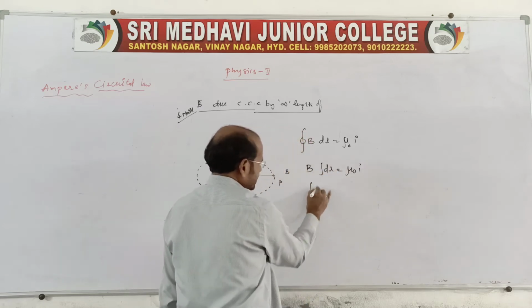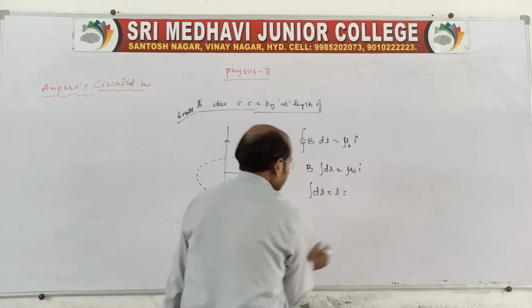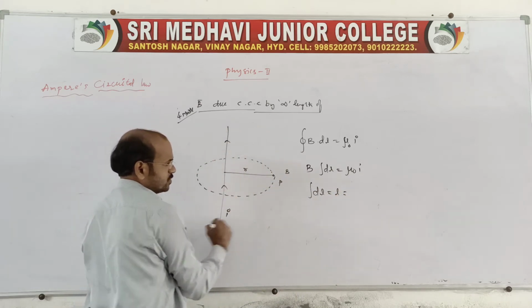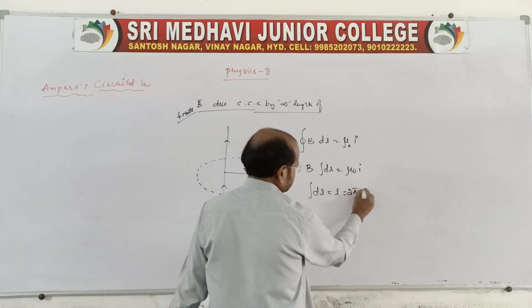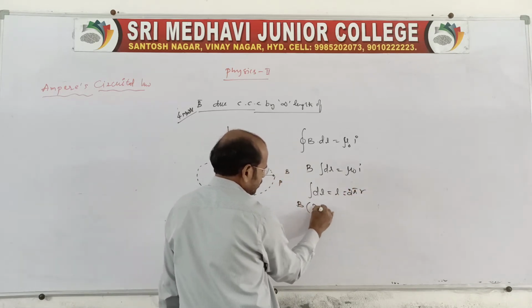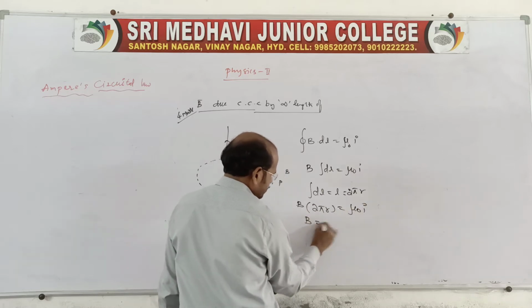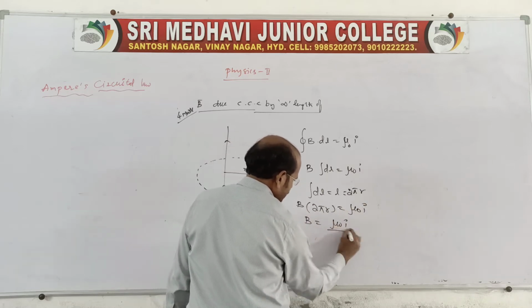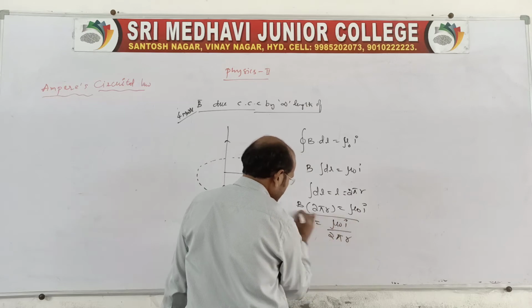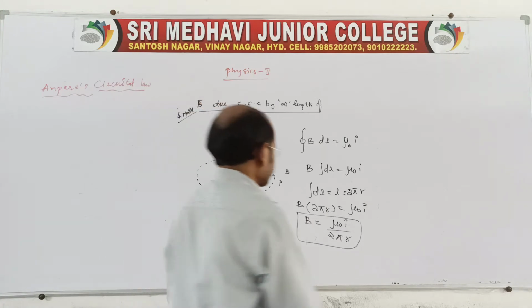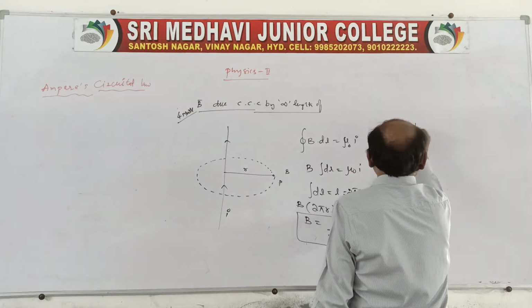Of course, the integral of dl is nothing but L, the circumference of a circle. The length of a circle of radius r is 2 pi r. So B times 2 pi r is equal to mu naught I. So B is equal to mu naught I by 2 pi r. It is nothing but Ampere's law. Therefore, B is inversely proportional to r.